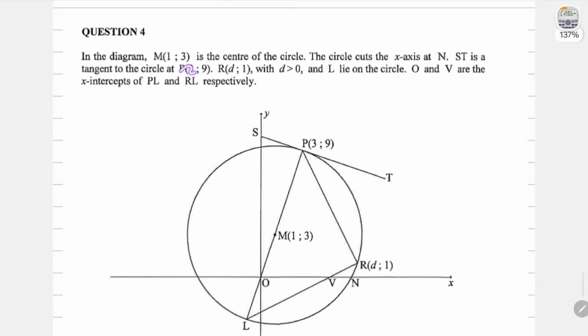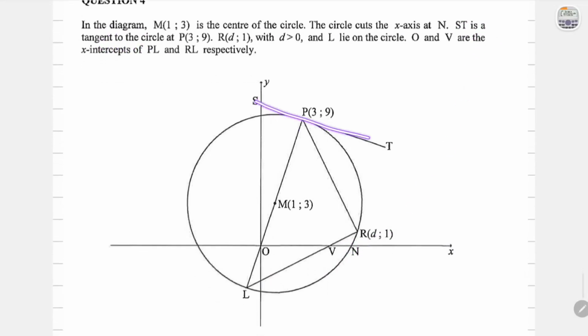Question 4 says, in the diagram, M is the center of the circle. The circle cuts the x-axis at N, and they also tell us that ST is a tangent to the circle at P. So that is a very important point to note. Then R, which is D and 1, with D being greater than 1, as we can see on the positive part of the x-axis, and L lie on the circle. So these are just points on the circle. O and V are the x-intercepts of line PL and RL, respectively.